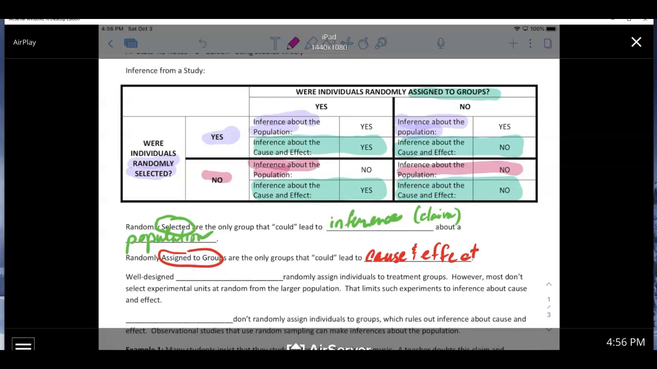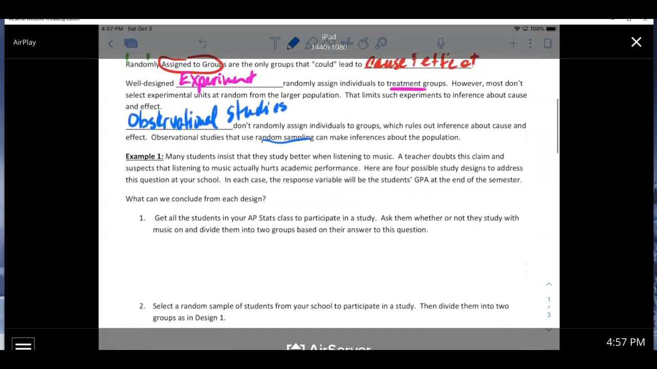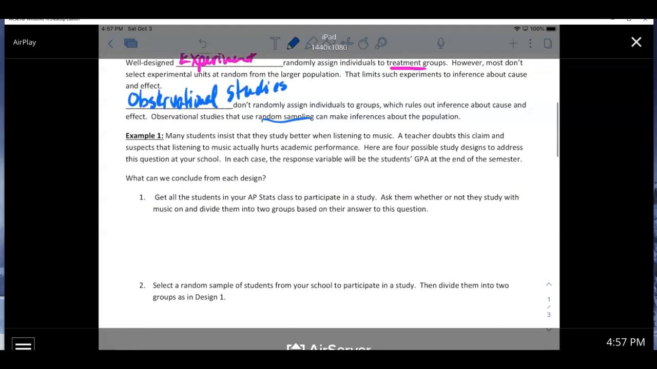Well-designed experiments randomly assign individuals into treatment groups. So this is experiments. And observational studies don't randomly assign them to groups, but we do use random sampling in that process.